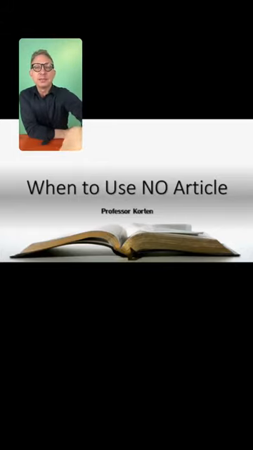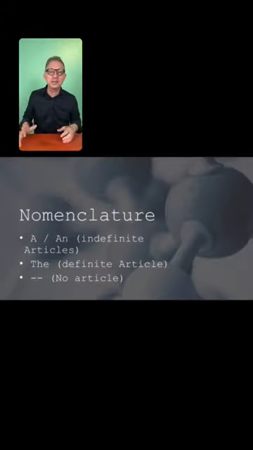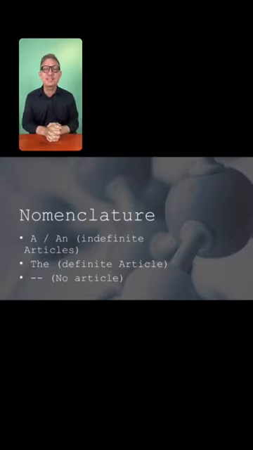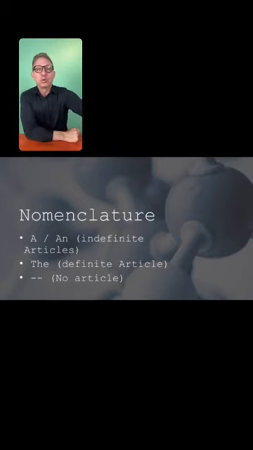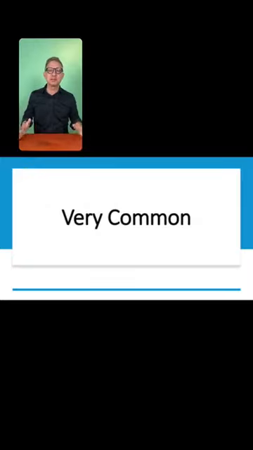So we have a few options here. You can see here the nomenclature. Nomenclature is a very fancy word for naming, the naming of articles. We refer to a and an as indefinite articles. We refer to the as the definite article. And then we have no article. That would be what we're going to focus on today, no article. So when to use no article, we're going to go ahead and do that. If you struggle with articles, this is going to be something that can be very helpful.